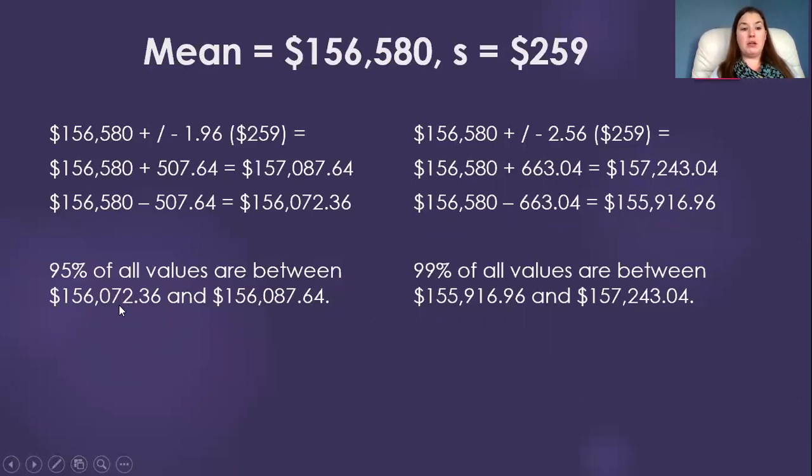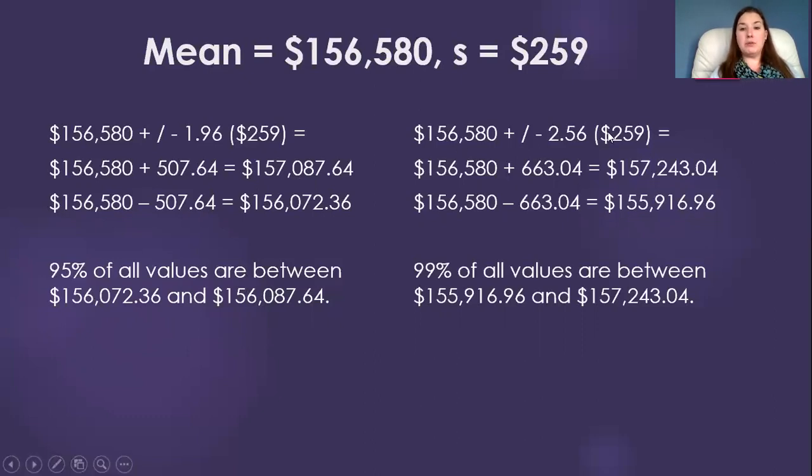Sorry, I see there's a typo here that this should say 157,087, not 156, my apologies. It's correct here. But this is a relatively small range of $156,000 to $157,000 are between that range.